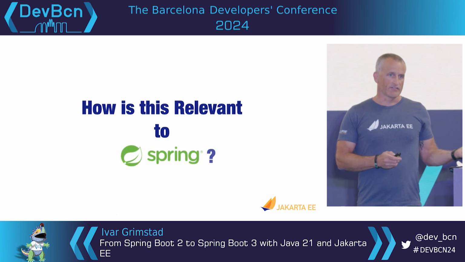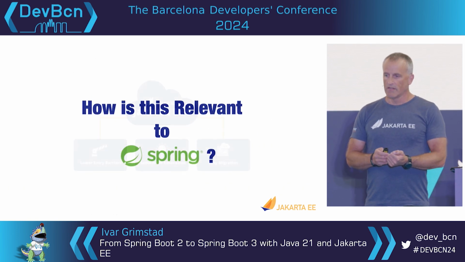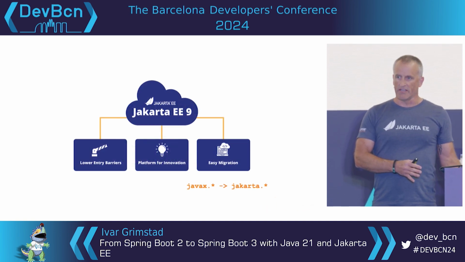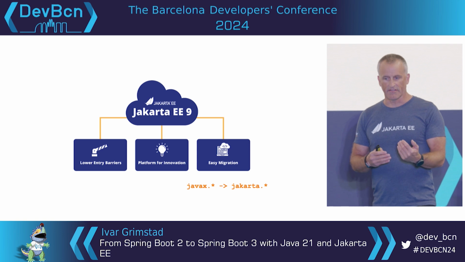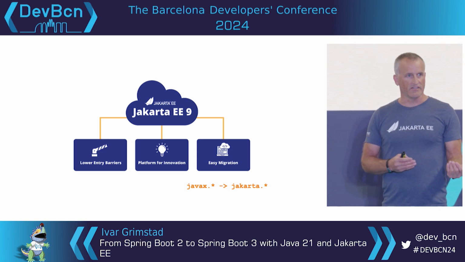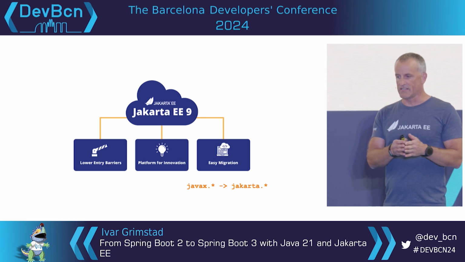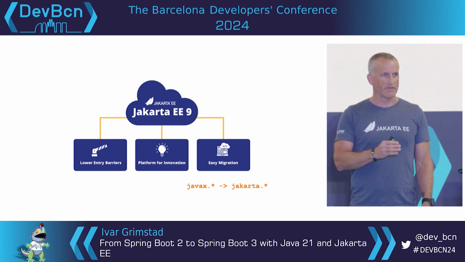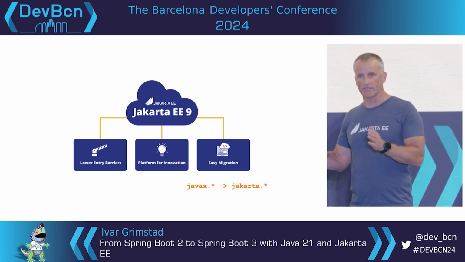So how is this relevant to Spring? Well, we have to go back to the previous version of Jakarta EE to see how it's relevant, and that is Jakarta EE 9 that came about 4 years ago. And with 9, we did one thing. And that thing was to change the namespace from javax to jakarta for all our specifications.